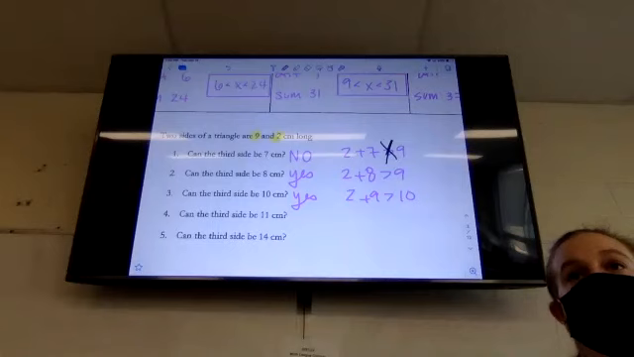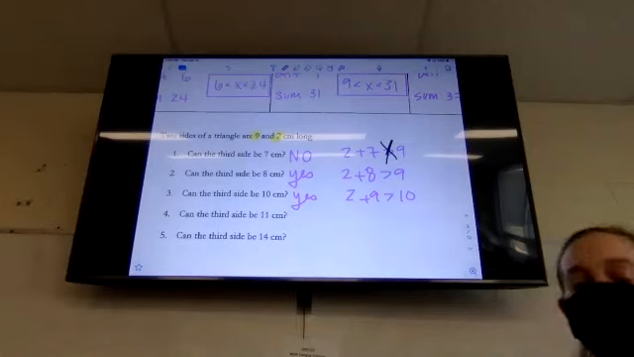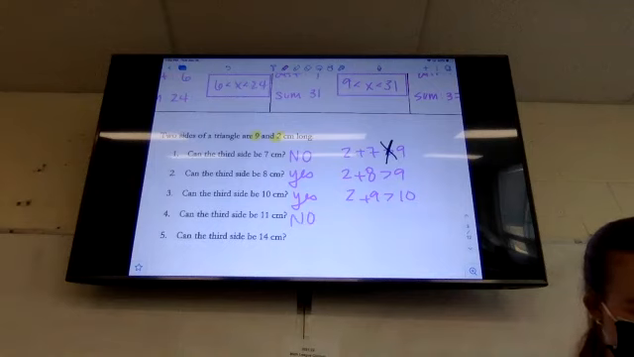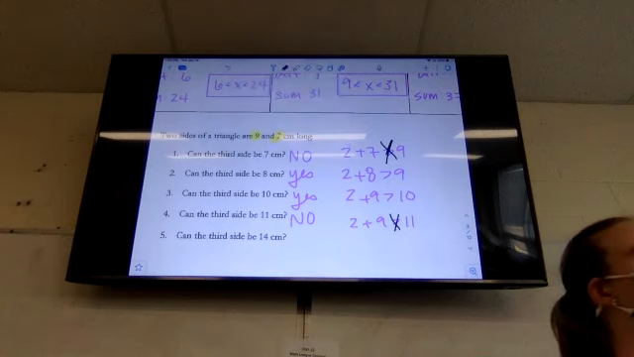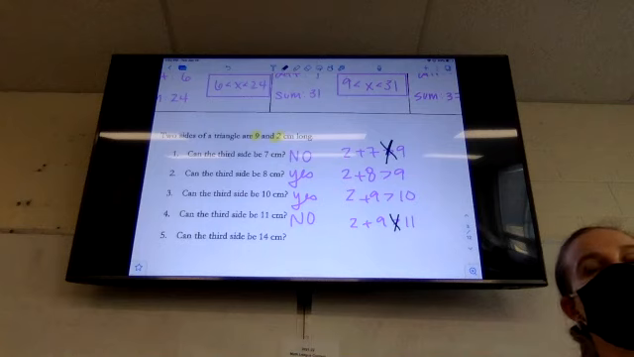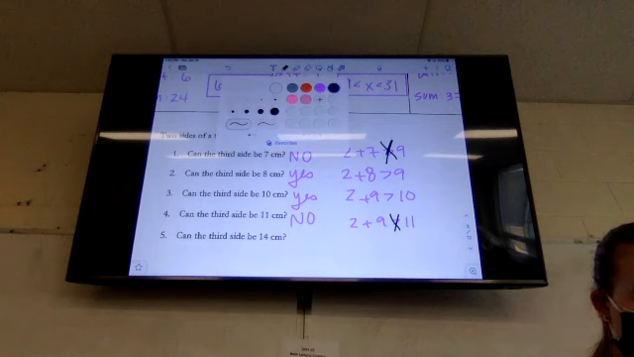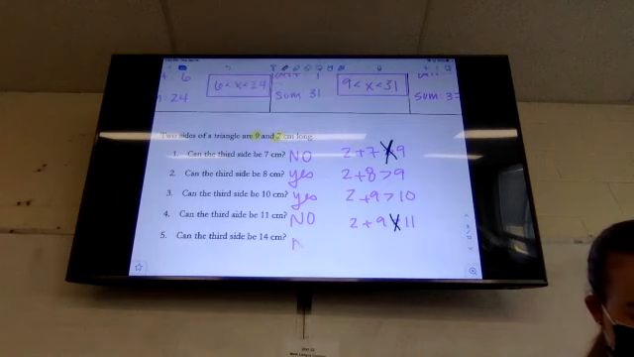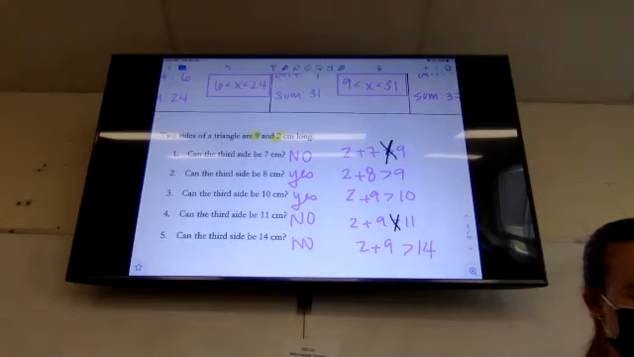What about 11? Can 9 and 2 and 11 all work? Why not? Good. 2 plus 9 is going to equal 11. It's not going to be greater than 11. It's going to be equal to 11. What about 14? Will 14 work? Also, no. 2 plus 9 is not greater than 14.